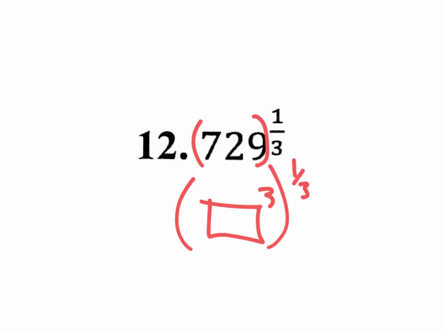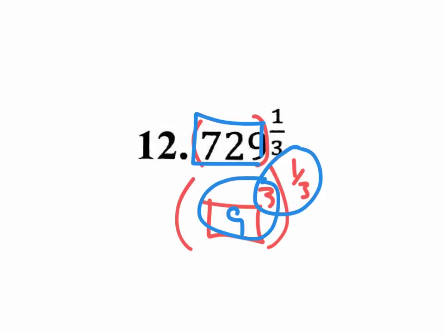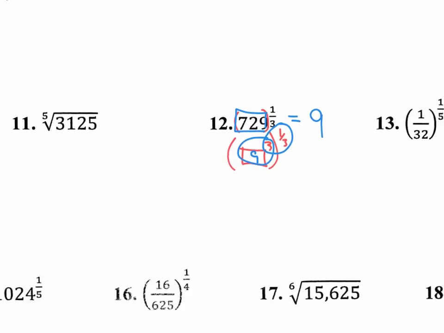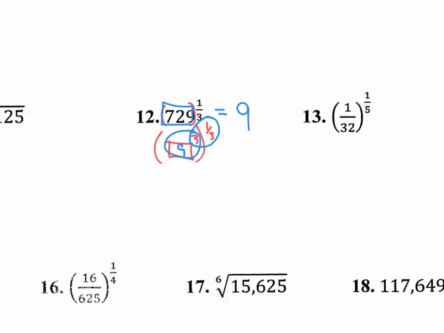So 9 to the third gives you 729. So what we know here is that 729, you could rewrite it as 9 to the third. But when you have a power to a power, when you have 9 to the third to the 1/3, the power to a power you multiply, and 3 times 1/3 cancels out. So your answer is just 9. Okay, and if you flip the paper over, you'll see that that's the correct answer. So all of these are pretty simple with the calculator.